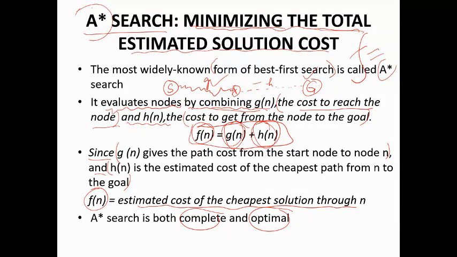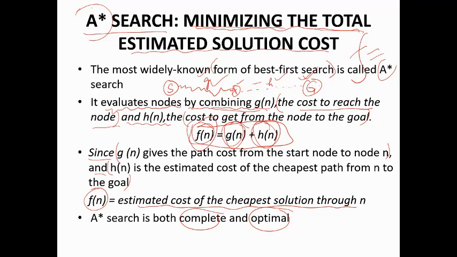So this is the G, right? And H(N) is the cost to get from the node to the goal. This is the cost from here to here. So in this case, if you think about it, to minimize the total cost, F, you need to minimize either H or G. Whenever G is low or H is low, then it will be minimum. If both of them are low, then it will be optimal.